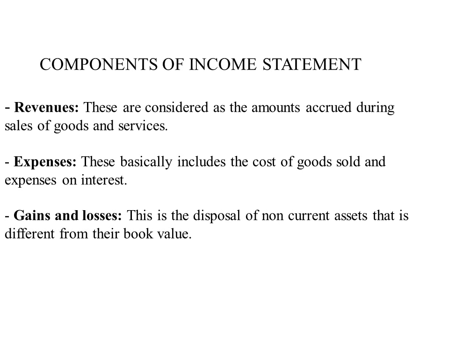Component of income statement. Income statement has three components. Number one is revenue, number two is expenses, number three is gains and losses. Under the revenues, this is actually considered as the amount accrued during sales of goods and services. Then the expenses, this basically include the cost of goods sold and expenses on interest. Then gains and losses, this is disposal of non-current assets that is different from their book value.